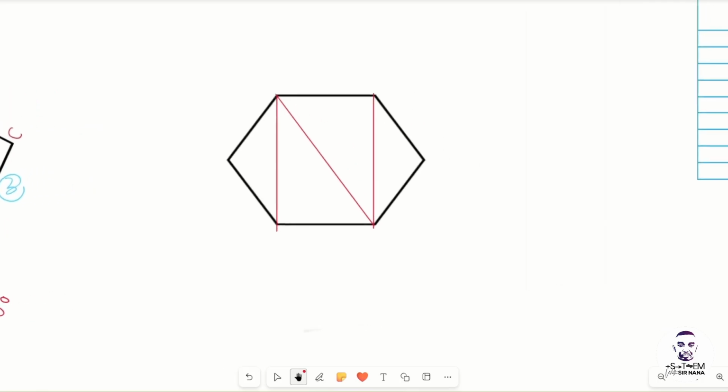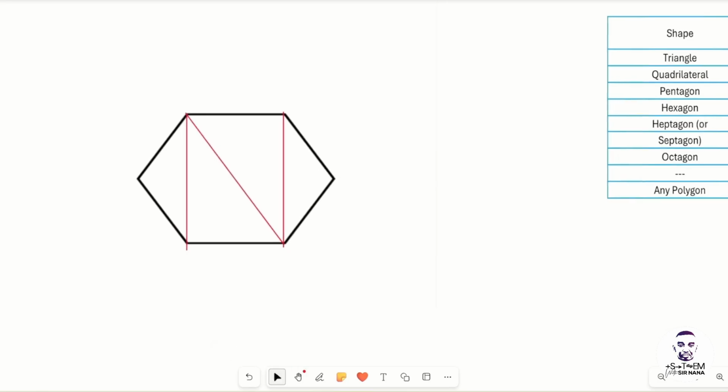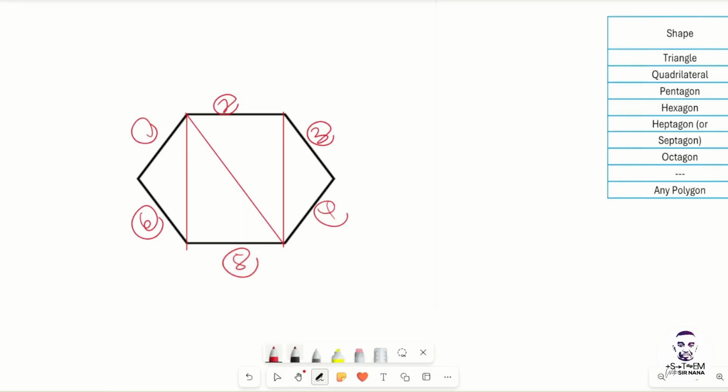Now let's consider another example. Here we have another shape, where we can label the sides 1, 2, 3, 4, 5, and then 6, right? Now, how many triangles does the hexagon, which is a 6-sided figure, have? We can see that it has triangles A, B, C, and D, right? So if n is equal to 6, each one of them will be 180 degrees, 180 degrees, 180 degrees, and 180 degrees.